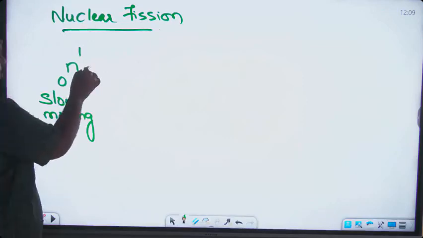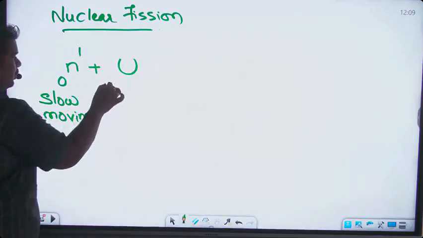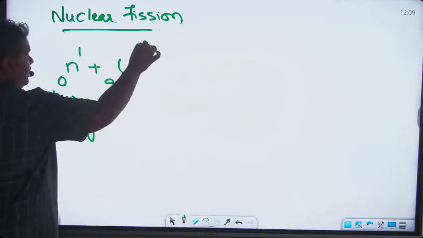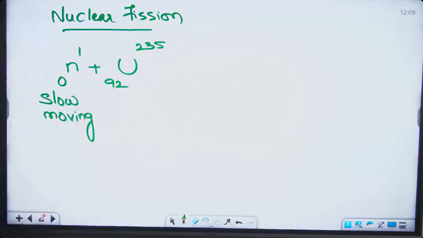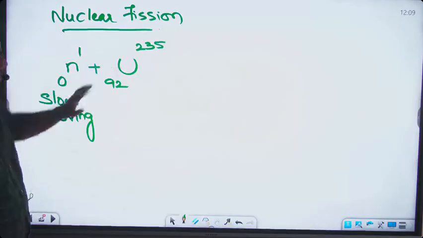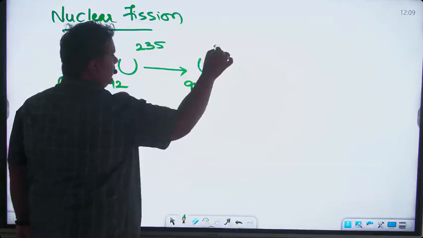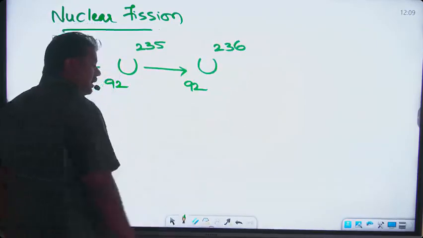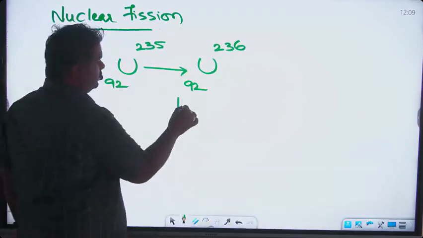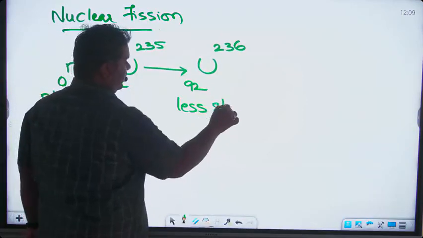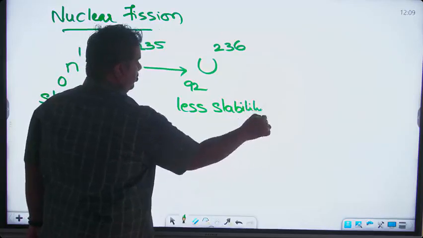So whenever a slow moving neutron is colliding with a heavy nucleus like uranium-92-235. So uranium-92-235 is generally a heavy nucleus. I'll give the statement, right? So whenever a slow moving neutron is colliding with a heavy nucleus like uranium-92-235, first uranium-92-236 is formed. But the stability of uranium-92-236 is very, very less.